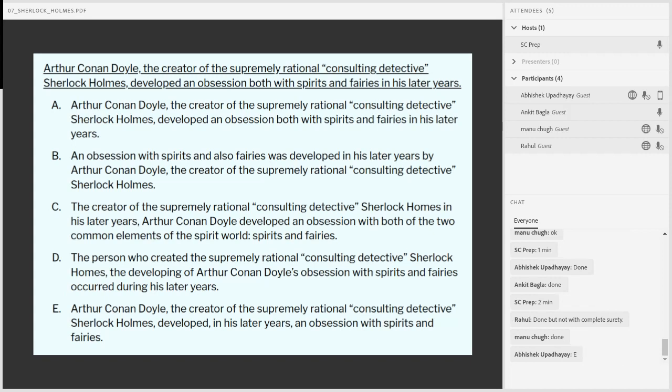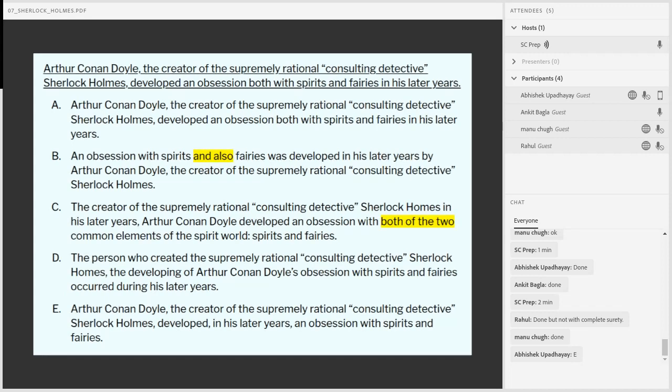And so we are left with option E and option C. In option C, also both of the two elements, spirits and fairies, are not parallel. Good. Now, let me add a couple of things to that.